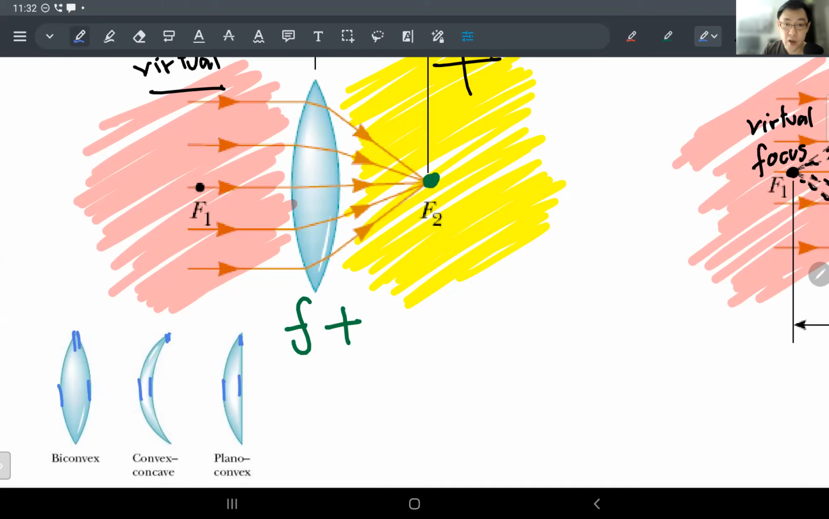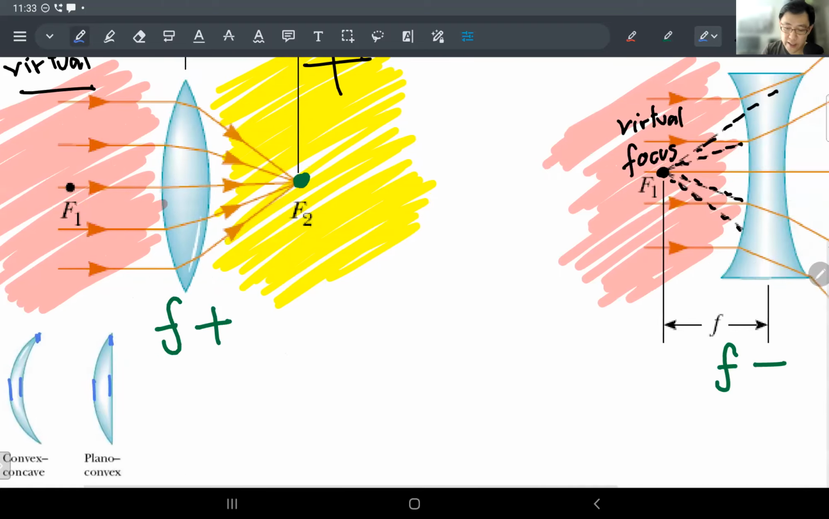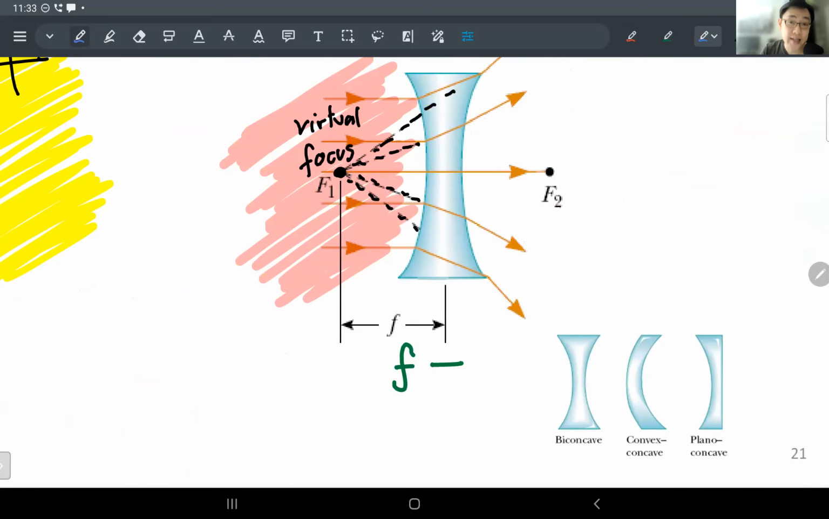On the other hand, for the diverging lens, it might not look like this all the time, right? It might look like this. As long as your center is thinner than the rim, you always have the diverging lens. Like this one, the center is thinner than the rim.